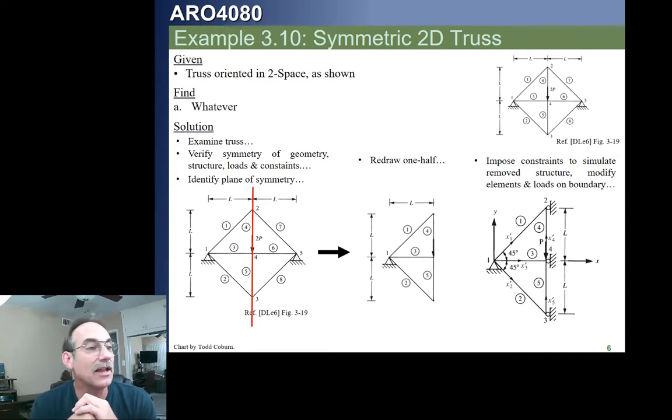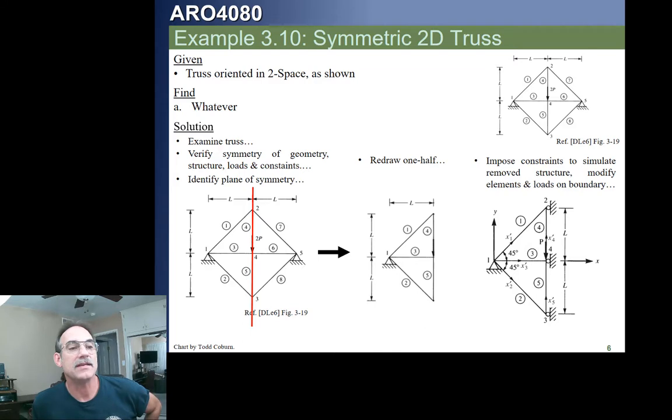We also will take the loading, since there's one load applied on the plane of symmetry, we will divide that load in half, so it becomes not 2P but 1P. We now have a brand new structure, and we see we only have 5 elements and 4 nodes. This is going to make this a lot easier to solve by hand.